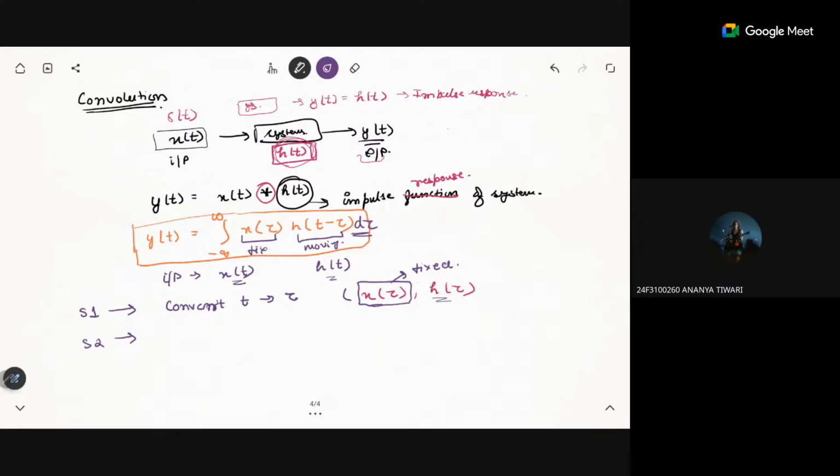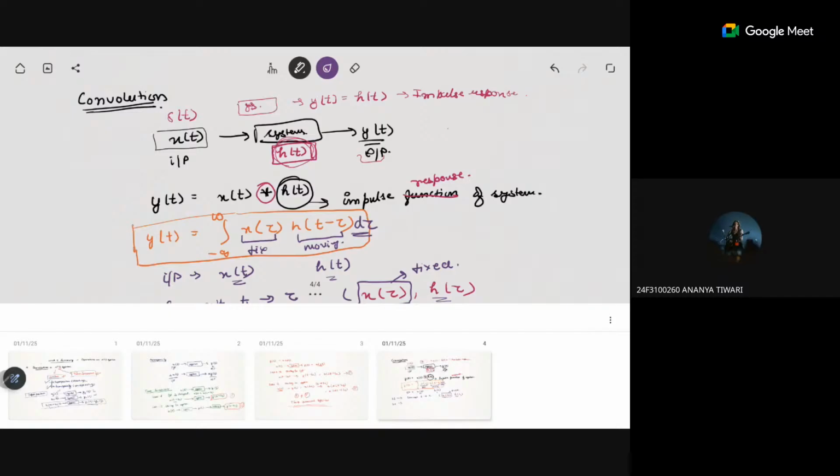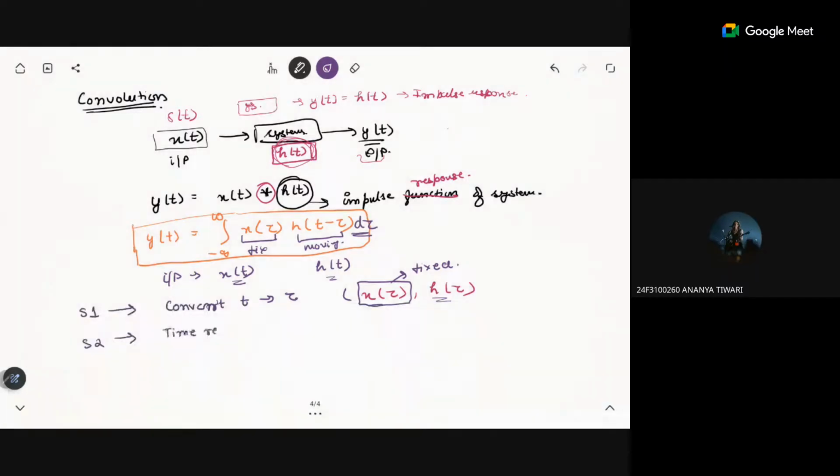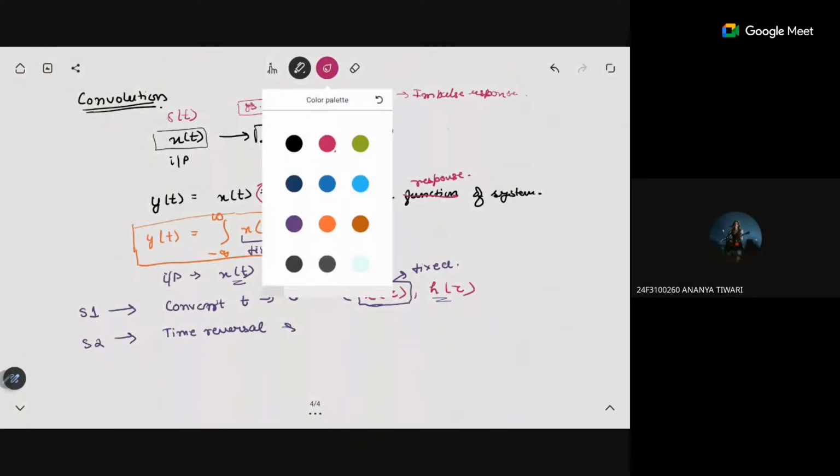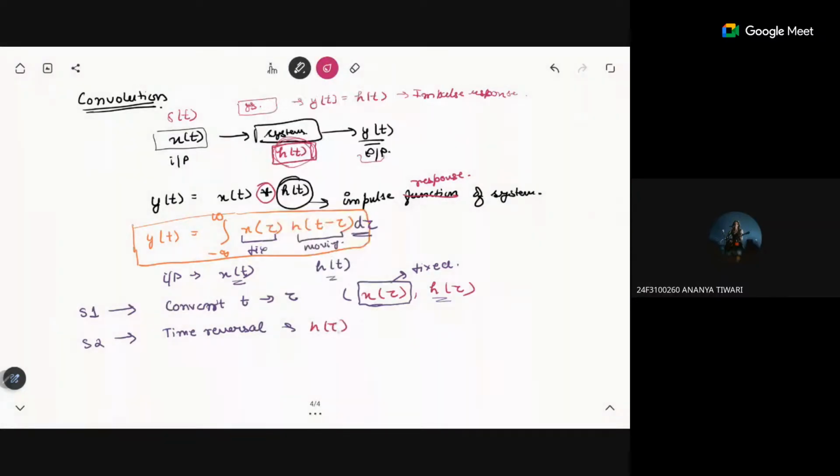From step 2, whatever operations there are will be applied to h of tau. So we will do a time reversal first. Let me write this with a different color. H of tau is changed to h of minus tau.